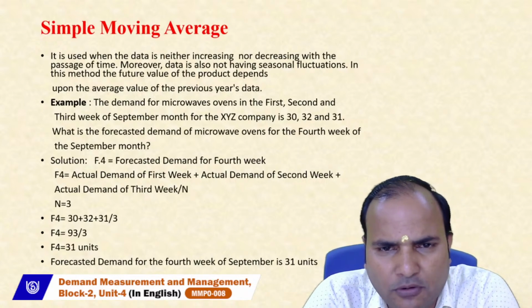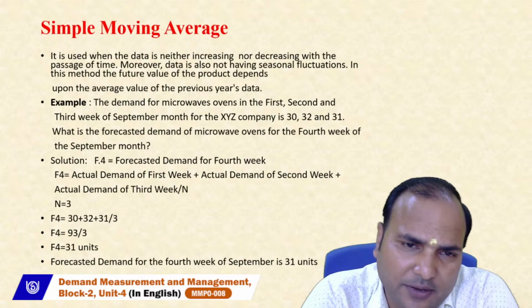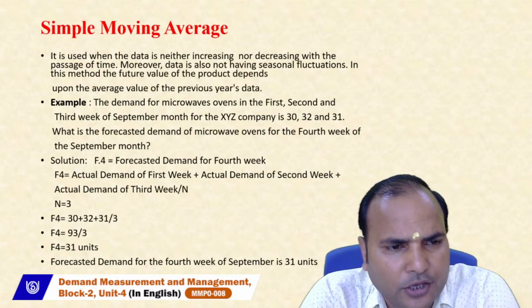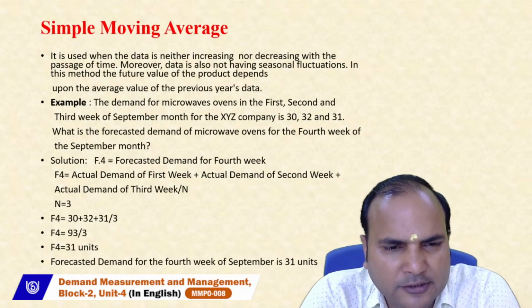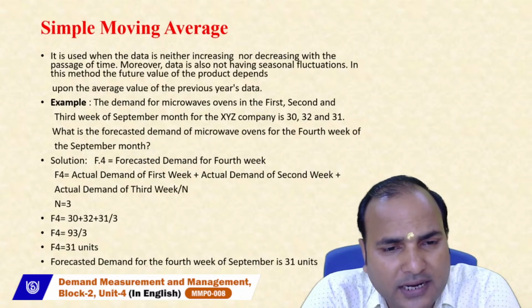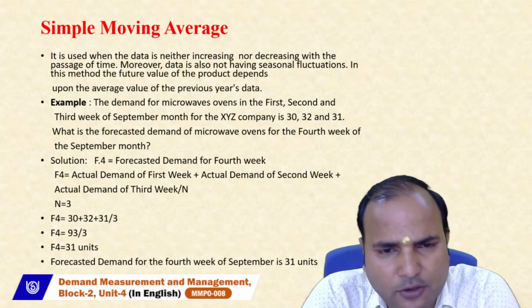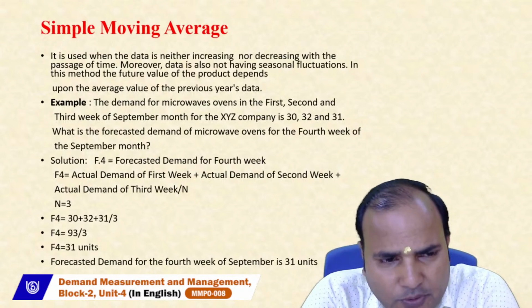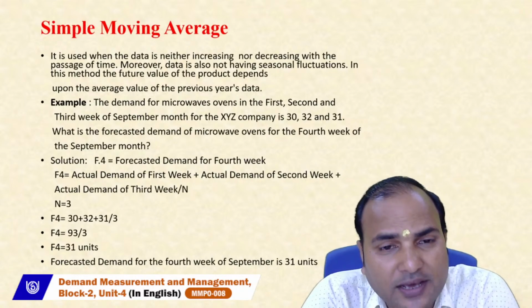Already three weeks of data are available. First week it is 30, second week it is 32, third week it is 31. Then what will be the demand in the fourth week as per the simple moving average? So for the fourth week, suppose we take the symbol F4. So F4, how can we calculate? F4, the forecasted demand for the fourth week, is equal to the actual demand of the first week plus the actual demand of the second week plus the actual demand of the third week, divided by n. So here n is 3.